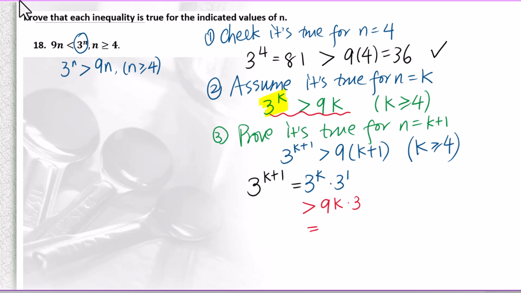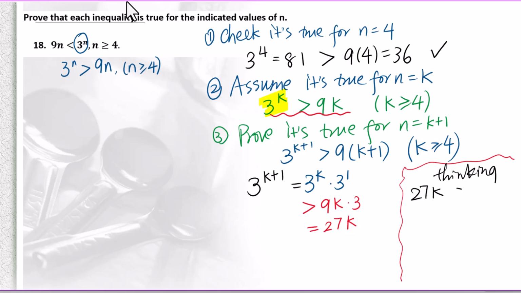Simplify: equals 27k. Now let's go to thinking part. We already proved 3 to the power of k plus 1 greater than 27k. We want to prove 3 to the power of k plus 1 greater than 9 times k plus 1. We just need to prove 27k greater than 9 times k plus 1.